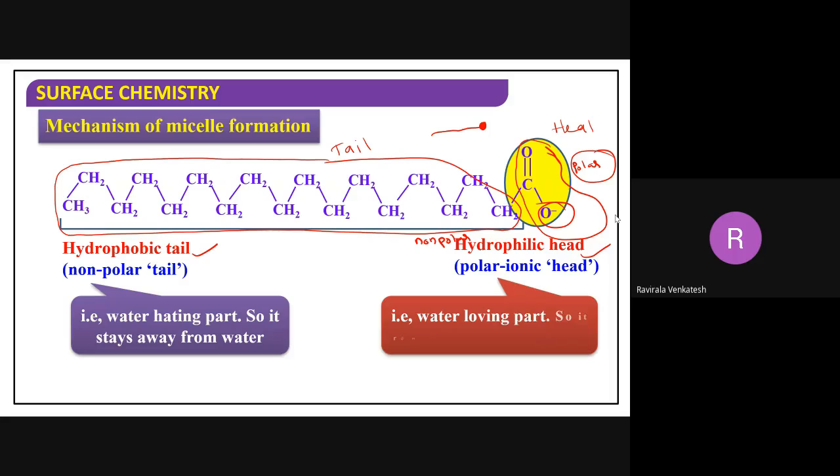Now, the tail part is the water-hating part, whereas the head part is the water-loving part. Whenever you dissolve these soap particles in water, water will be attached to the head part and water will stay away from the tail part, because the tail part is non-polar.